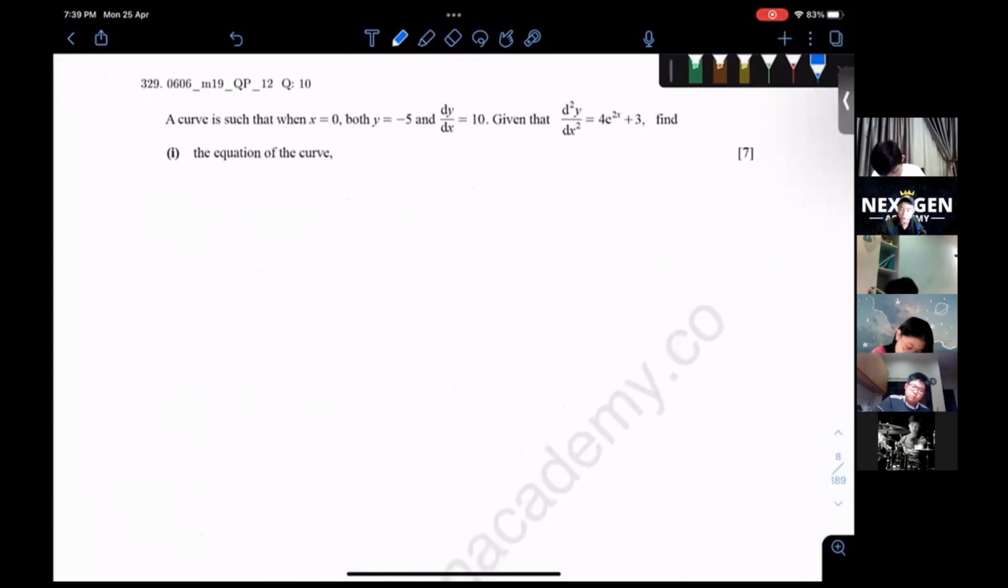Let's do this question, 329. This is an integration question. A curve is such that when x equals 0, y equals -5, and dy over dx equals 10. Given that d squared y over dx squared equals 4e to the power of 2x plus 3, find the equation of the curve.